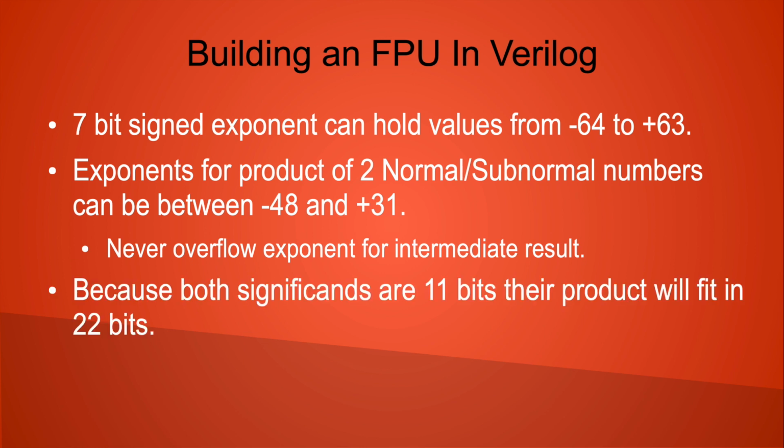Because the two significands are 11 bits each, we know that their product will always fit into a 22-bit field. While it's true that the final product is rounded, so that the exponent field is only 5 bits and the significand is only 11 bits, the internal intermediate result is the exact product of the two normal or subnormal numbers. Any loss of precision only happens during the final rounding. Loss of precision is signaled by the exception vector.